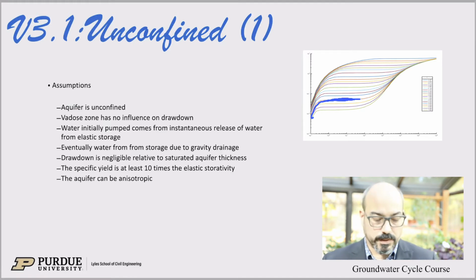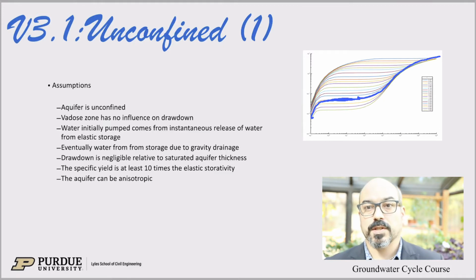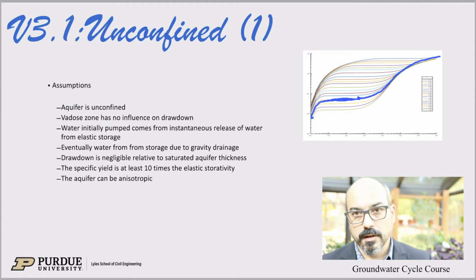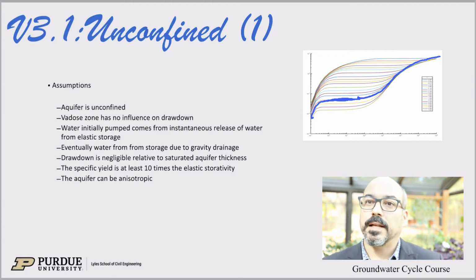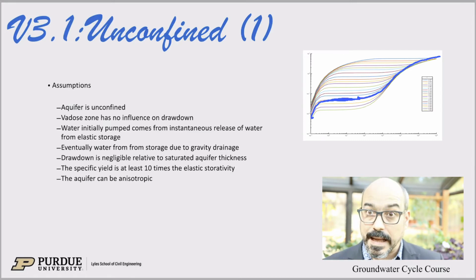Now at some point a little bit later, the limit is reached, the specific yield. So there's only so much water that gravity can feed the well. And that limit, or this amount, is limited by the specific yield. So if the specific yield is 15 or 20%, that's the most water you can get per time. So now we're starting to have a behavior that is like a confined aquifer again.